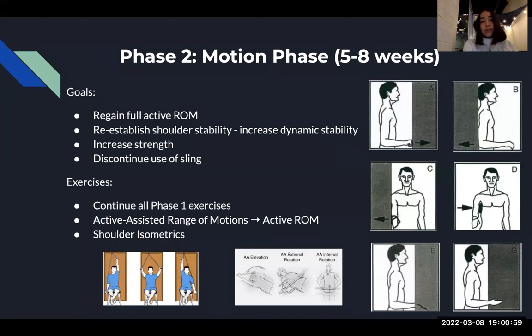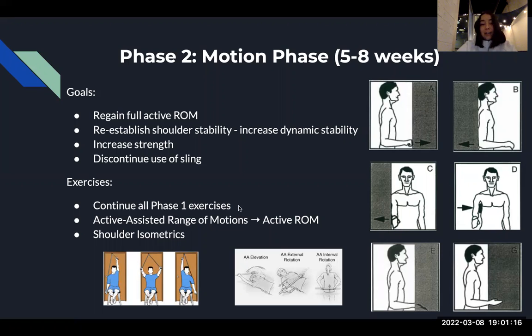In phase 2, the goals are to regain full active range of motion, reestablish your shoulder stability and increase dynamic stability, as well as increase strength and discontinue the use of the sling. You can also continue with ice and pain medications as you would like.